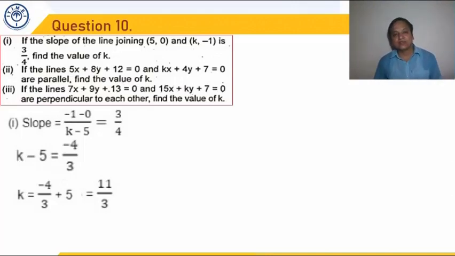So points are (5, 0) and (k, minus 1). We apply the formula. Change in y coordinate upon change in x coordinate is equal to 3 by 4. So k minus 5 is minus 4 by 3. K is equal to minus 4 by 3 plus 5. That is 11 by 3. That's the first part.